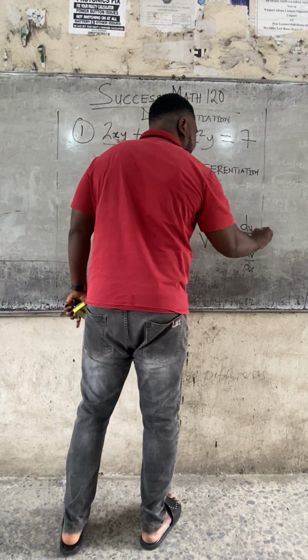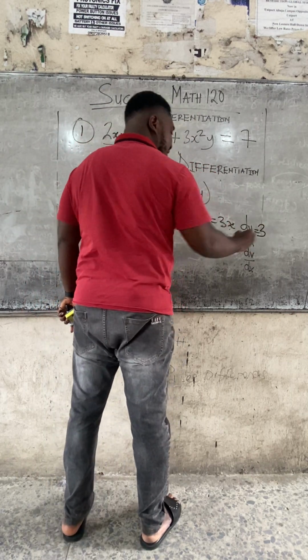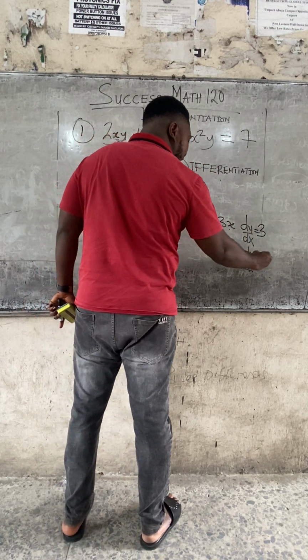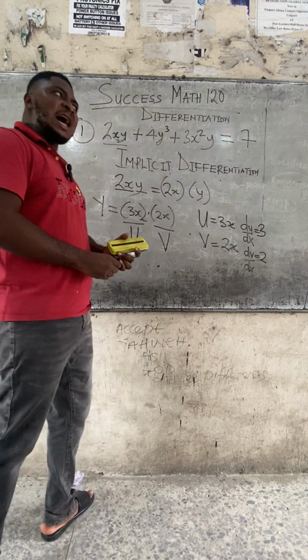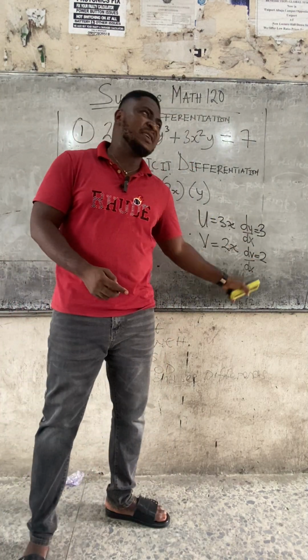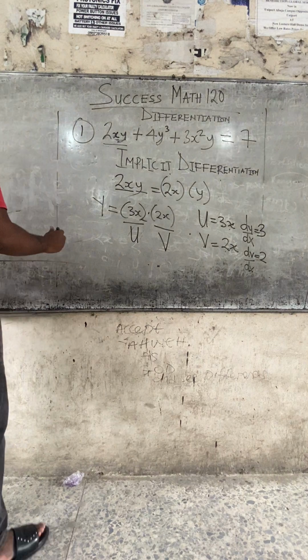Class, du/dx, differentiate 3x, what do you have? 3. dv/dx, differentiate 2x, what do you have? 2. Class, once you have gotten du/dx and dv/dx, you now apply the product rule formula.